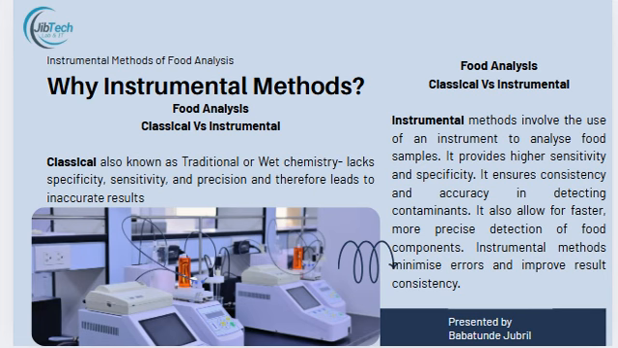in two major ways. We have the classical methods and then we have the instrumental methods. Now, the classical method is also known as the traditional method or the wet chemistry method. The classical method is also called non-instrumental method. All right. So the classical method is further divided into two. We have the trimetric method and the gravimetric method.